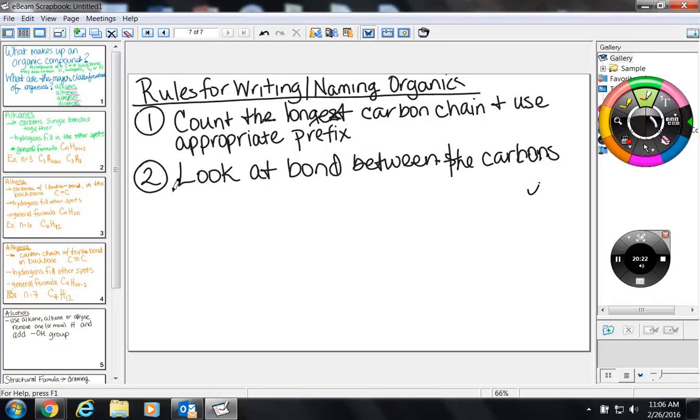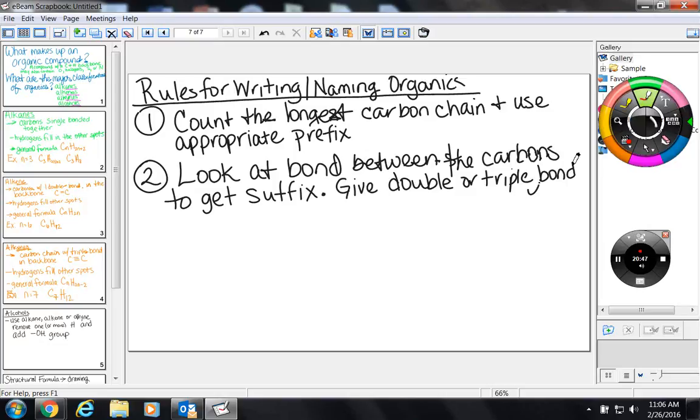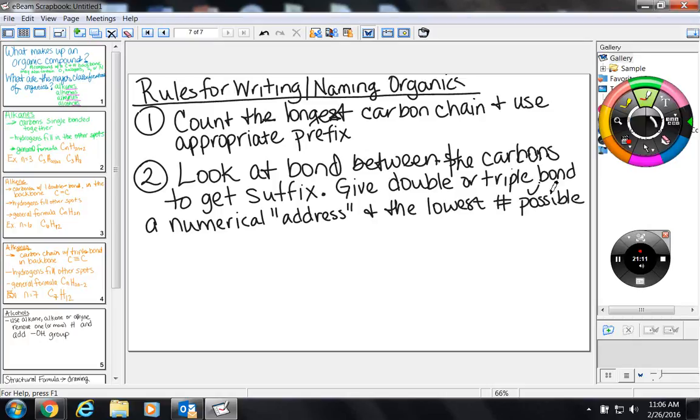to get my suffix. And I give a double or triple bond a numerical address, and the lowest number possible. We'll get to it. I'll show you. It'll make sense in a minute.